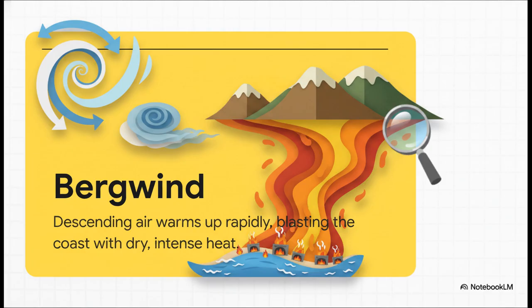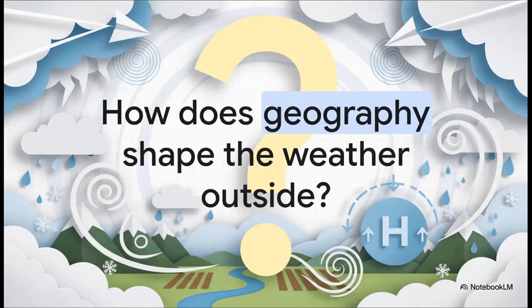And our final phenomenon today is the berg wind. This is the South African term for a foehn wind. Basically, air rotates anti-clockwise around a high-pressure system sitting up on the elevated interior plateau. As that air gets shoved off the plateau and starts plunging toward the coast, it compresses. And as it compresses, it warms up incredibly fast. It literally heats up like a giant oven, just blasting the coastal areas with dry, intensely hot air, which ultimately creates a coastal low.